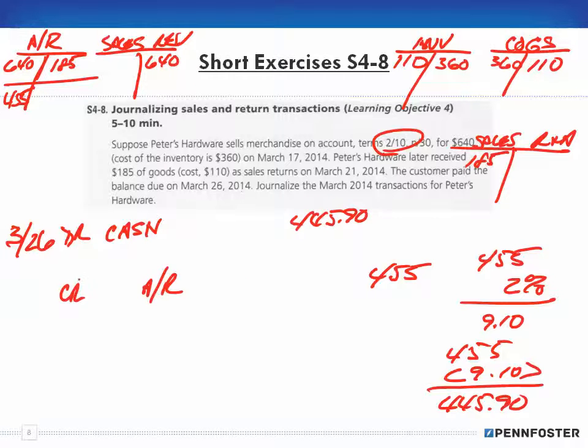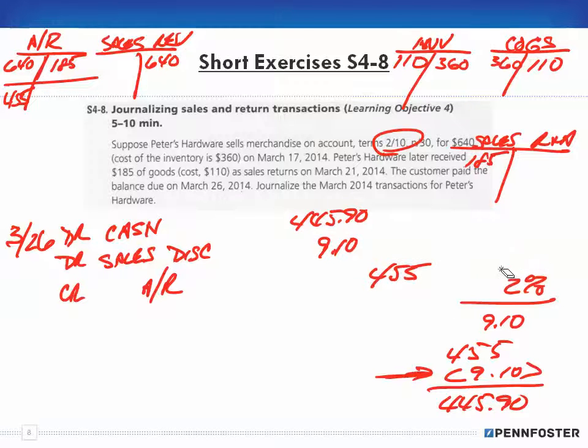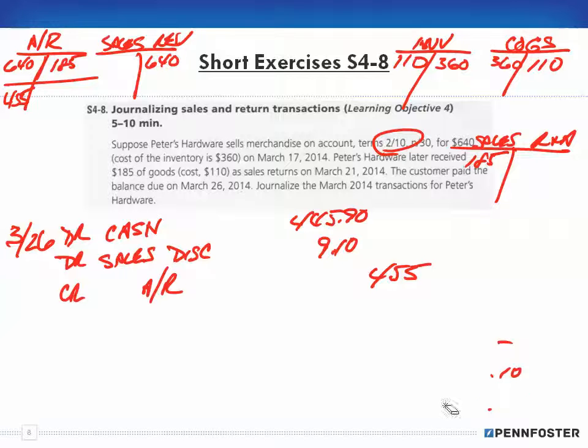Now, remember, debits have to equal credits, and obviously these aren't equal, and they're not equal by the amount of the discount here of $9.10. So to balance against our accounts receivable, I have to debit my sales discount account for $9.10, and so my journal entry balances. And that's the end of that transaction.